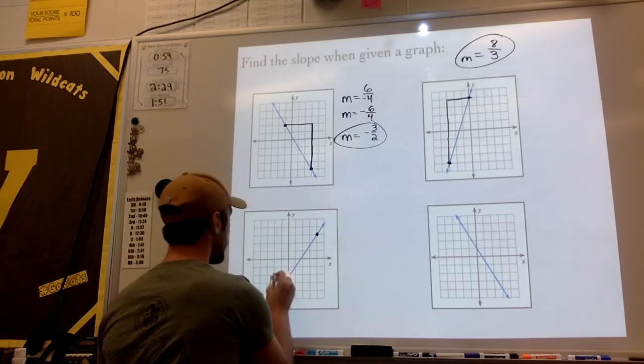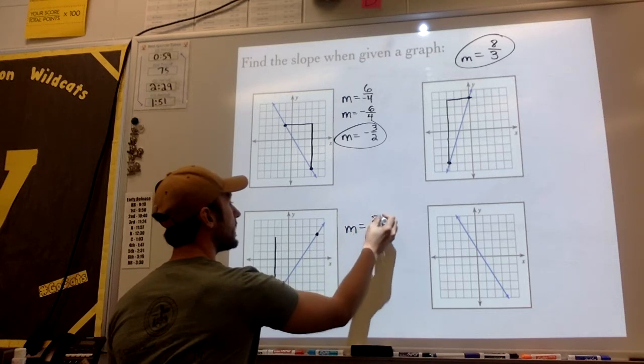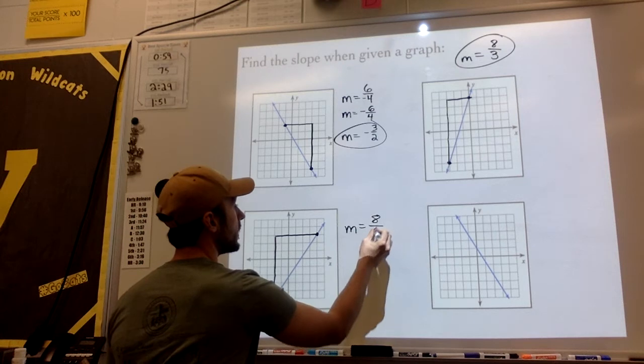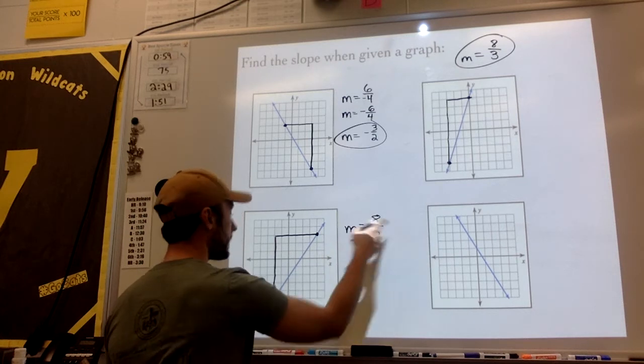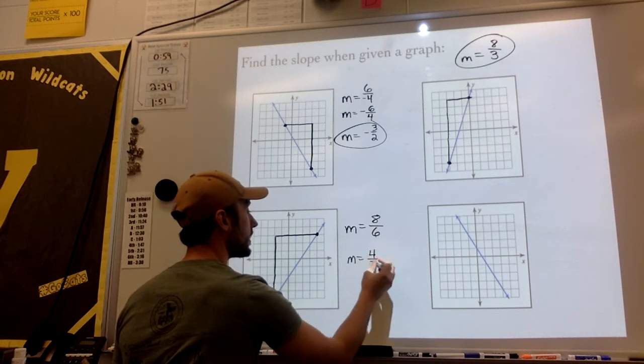So we'll go up 1, 2, 3, 4, 5, 6, 7, 8. So my rise is 8. My run is 1, 2, 3, 4, 5, 6. 8/6. It's positive, so that's good. So I can reduce that to say my slope is 4/3.